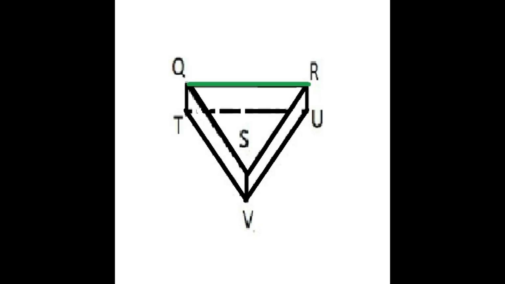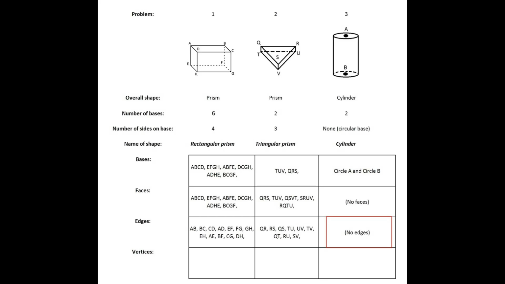All right, now looking at this triangular prism, here's our edges. Edge QR, line segment SR, line segment QS, and actually when I'm switching over from the word edge to line segment, that's actually what they are, is line segments. Here's line segment TU, here's line segment VU, and line segment TV, line segment QT, line segment RU, and line segment SV. And on our cylinder, there are no edges.